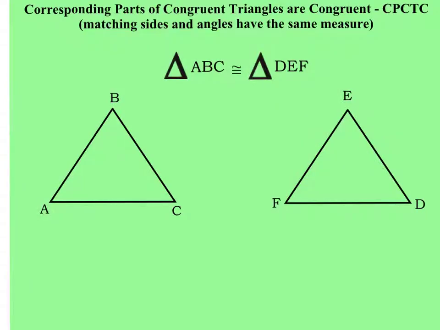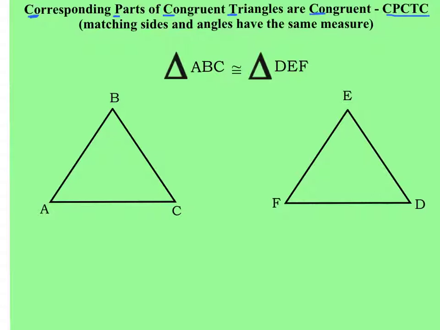We have a theorem in geometry known as CPCTC, which is sort of a mouthful, but it stands for the fact that corresponding parts of congruent triangles are congruent. It's verifying what we were saying by definition. It means all the matching sides and the matching angles have the same measure.